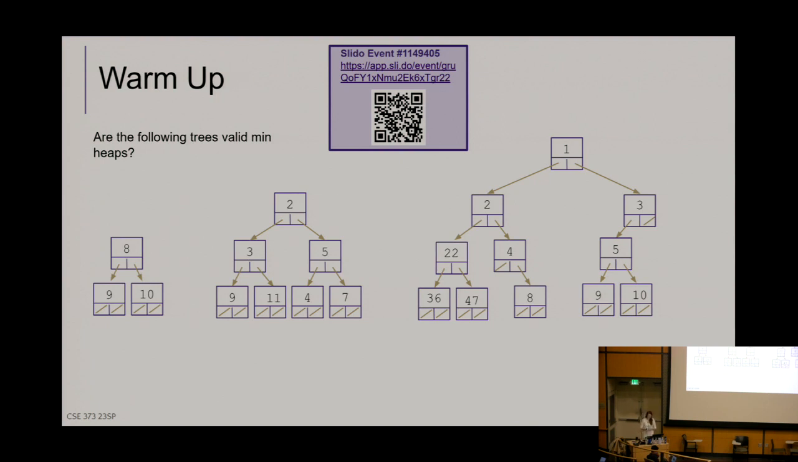Okay, so this heap on the very left, we've got 8 as the overall root. Its children are 9 and 10. Thumbs up, valid. Thumbs down, invalid. Thumbs up, I agree. This one is valid. Remember that what we are looking for is that for every node, it is smaller or equal to its children. 8 is smaller than both 9 and 10.